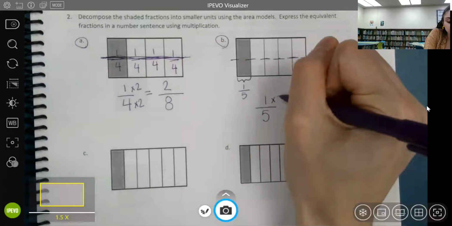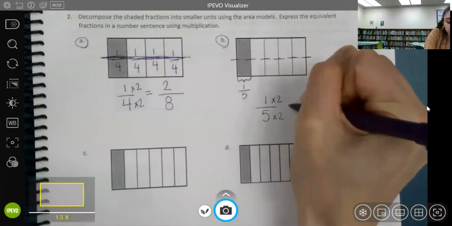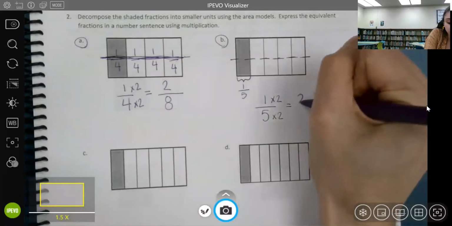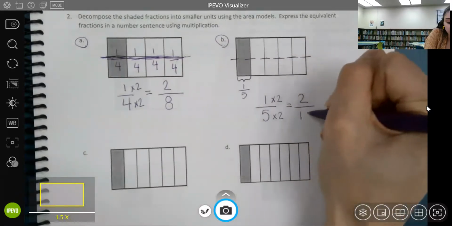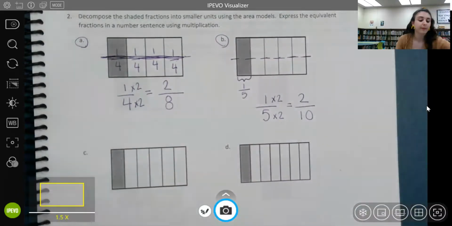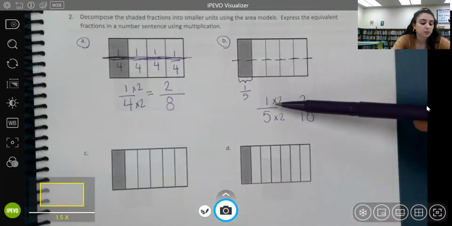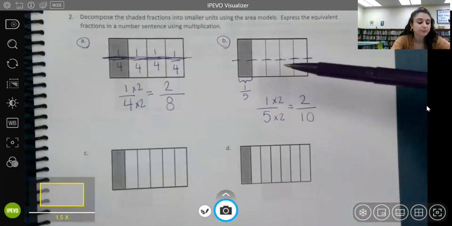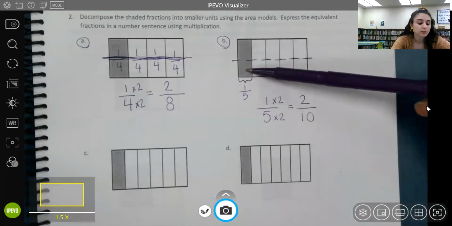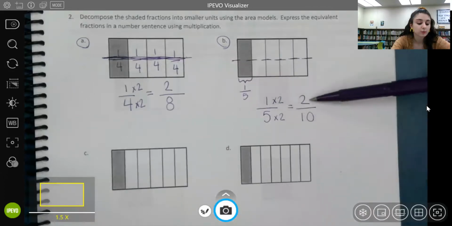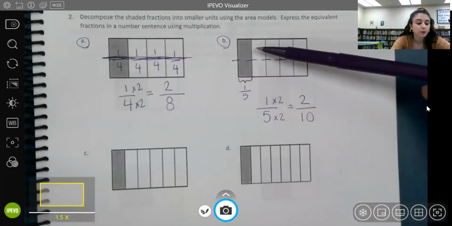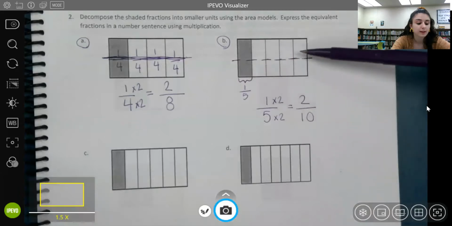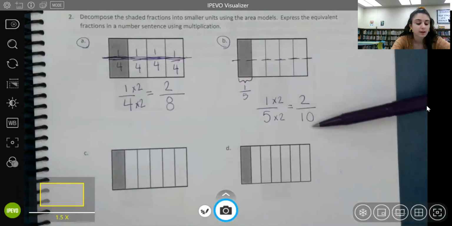So 1 times 2 is 2, 5 times 2 is 10. And that helps us check our answer because 1/5 equals 2/10. Those are equivalent fractions. So we have 1, 2 in our shaded region, so that's where the 2 comes from. And then 1, 2, 3, 4, 5, 6, 7, 8, 9, 10 total boxes, and that's where the 10 comes from.